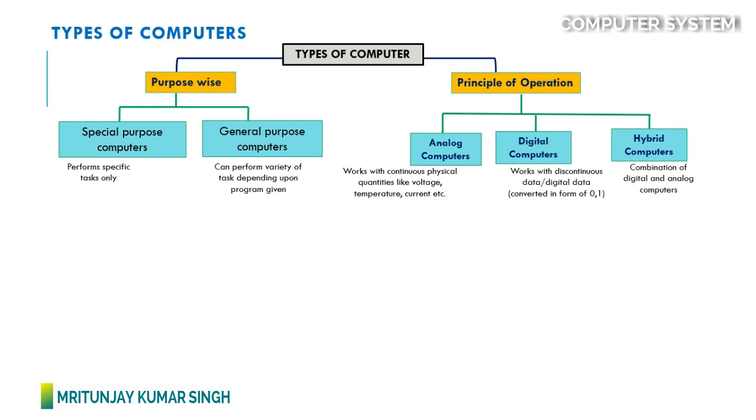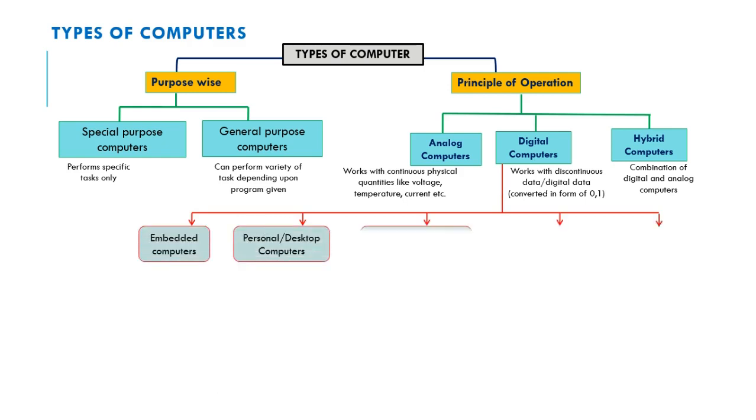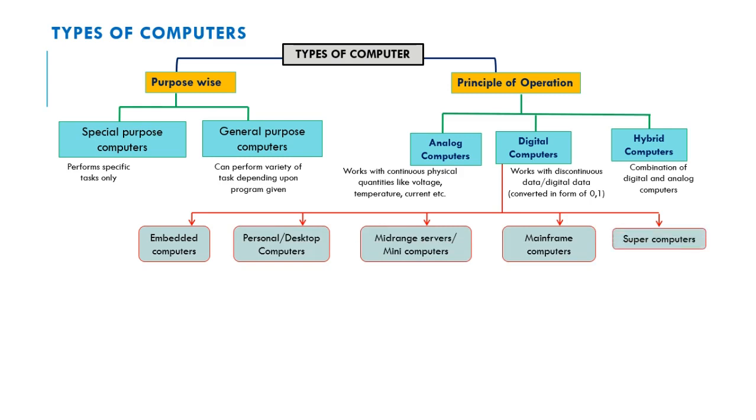So these digital computers are again categorized into five types. That is embedded computers, personal or desktop computers. Number three, mid-range servers or mini computers. Fourth is mainframe computers, and fifth is supercomputers. Let's see one by one. Embedded computers are in the form of tiny chips embedded within the circuits of other devices. An example of embedded computers is remote phones.